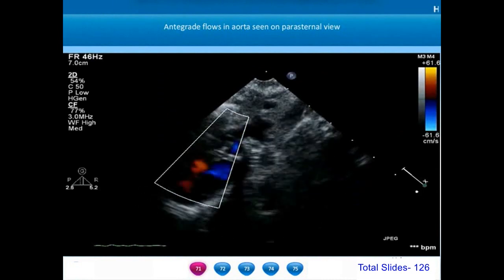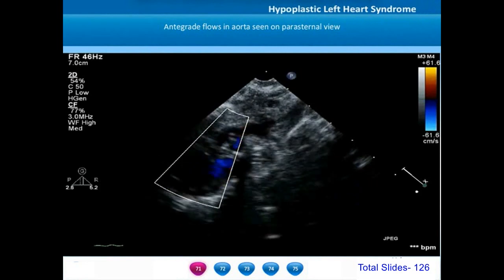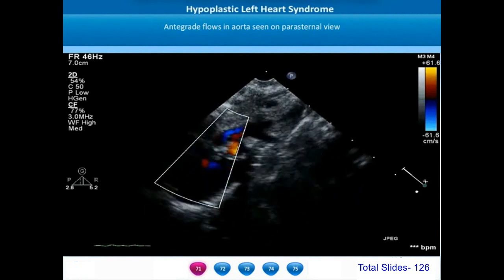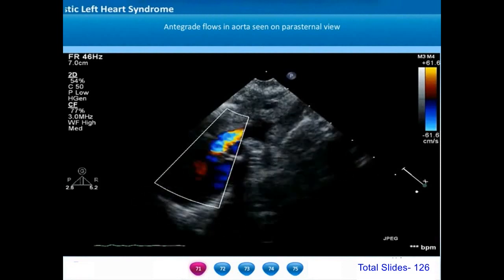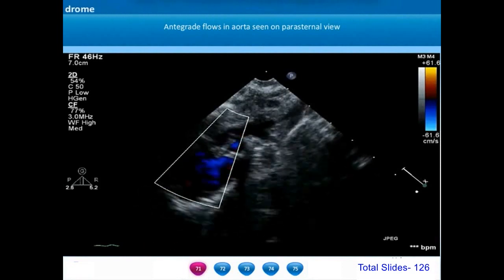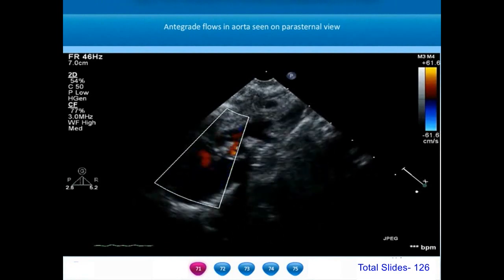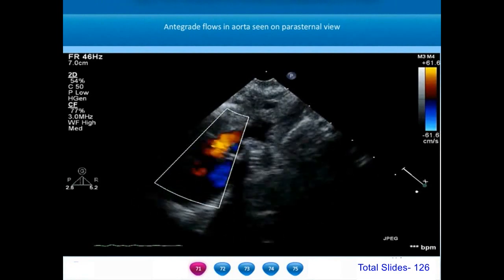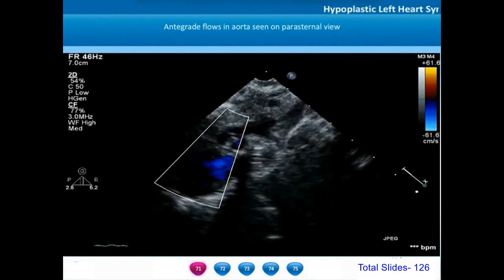On a high parasternal view, we can appreciate the hypoplastic ascending aorta. The antegrade blood flow in the hypoplastic ascending aorta is shown as a red systolic flashing of color. We can see the ascending aorta continuing as the arch of the aorta and the large innominate artery being given off from the proximal arch.